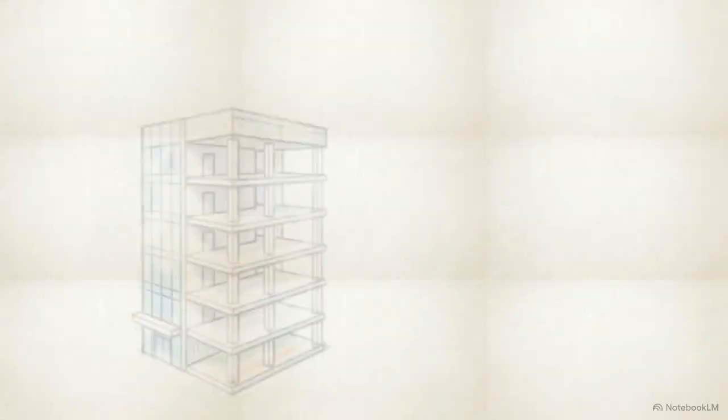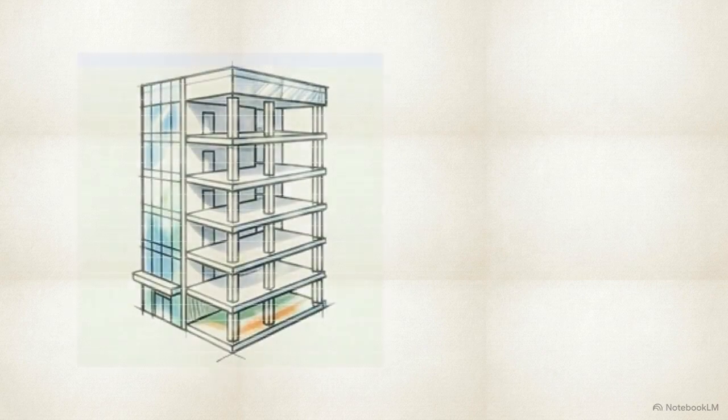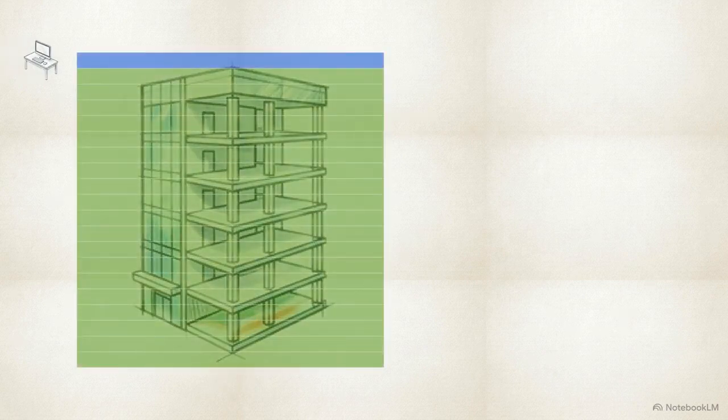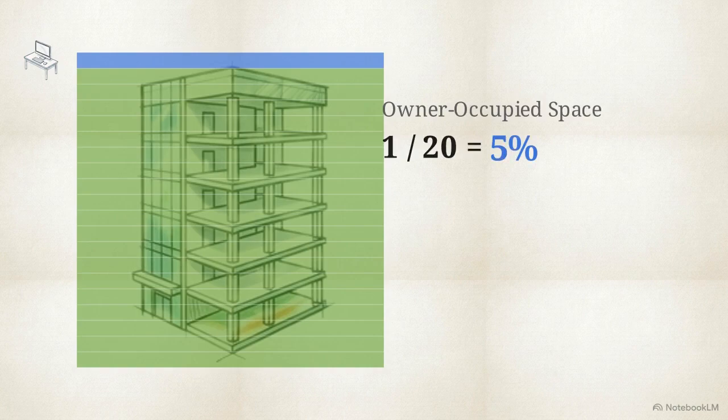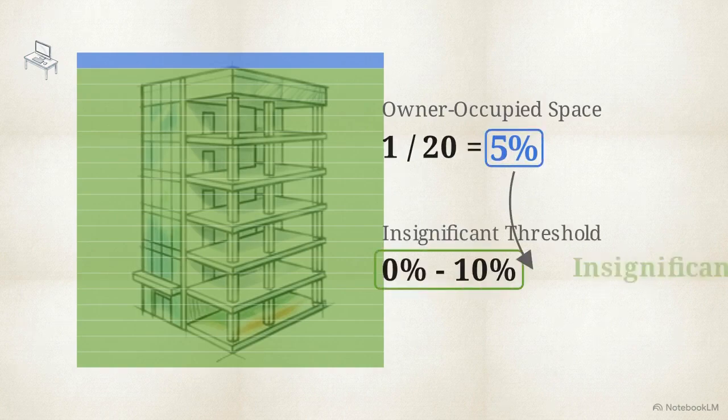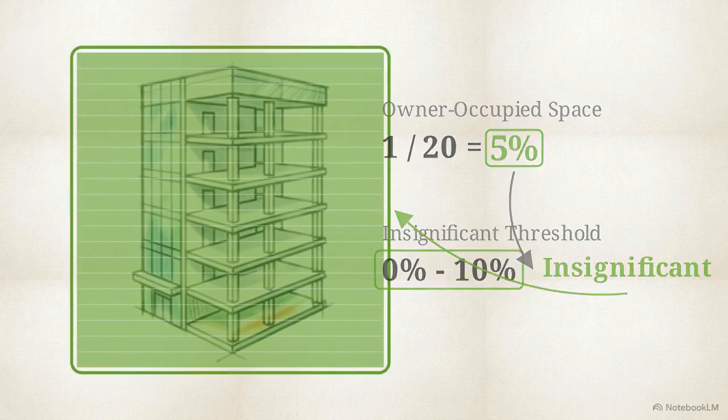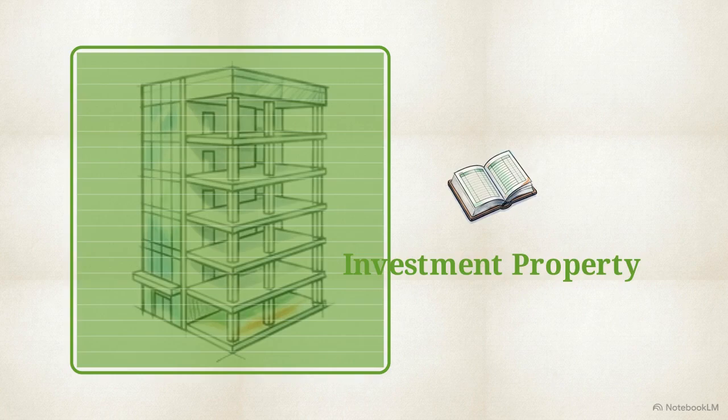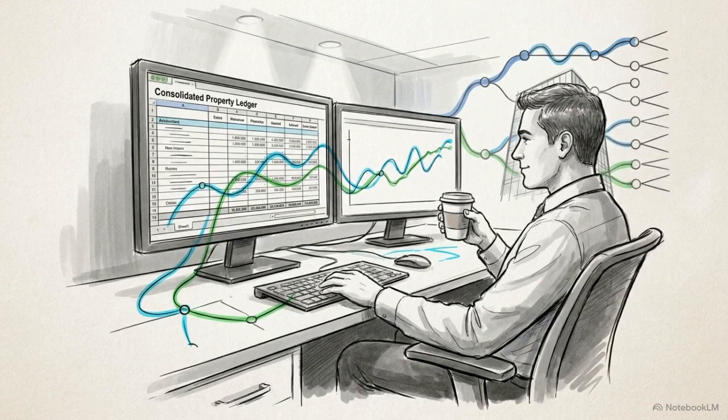Consider a 20-story building where 19 floors are rented out and one is used by the owner. The owner-occupied space is exactly 5%. MFRS 140 specifies if this portion is quantitatively insignificant, 10% or less, the entire property is classified as an investment property. These quantitative thresholds prevent the administrative burden of splitting an asset's bookkeeping when the owner-occupied component is a minor part of the overall operation.